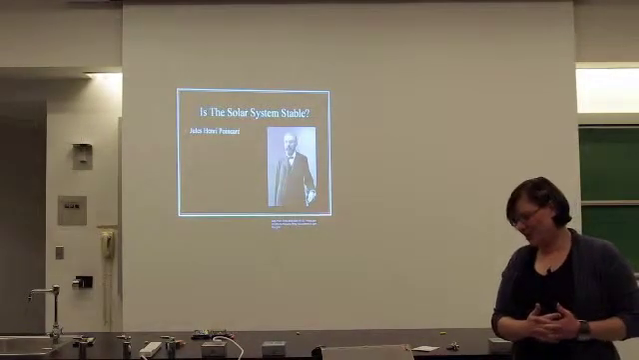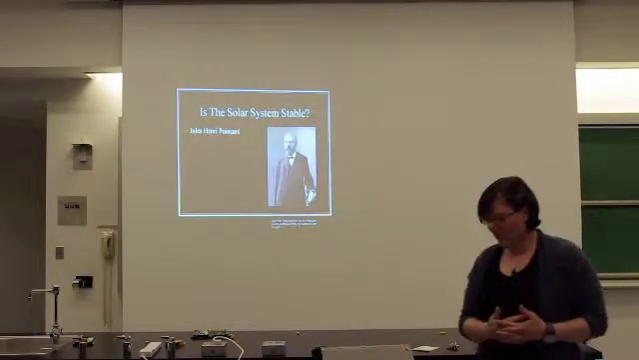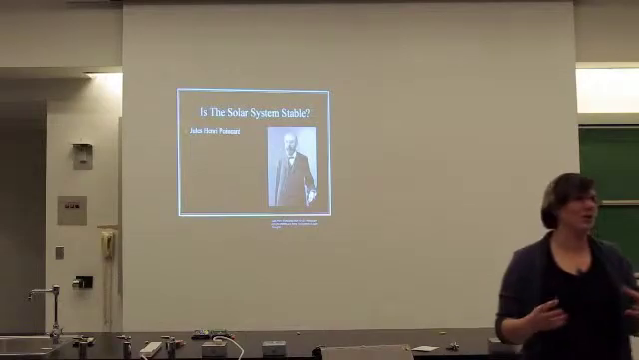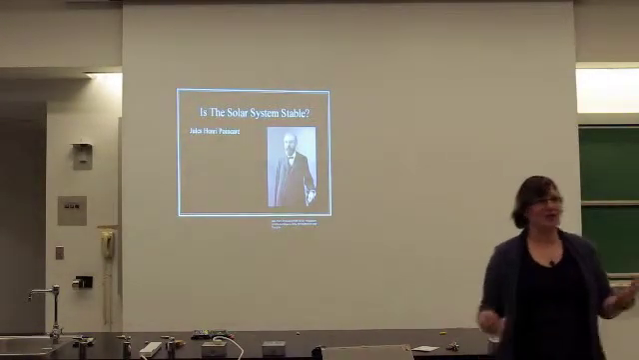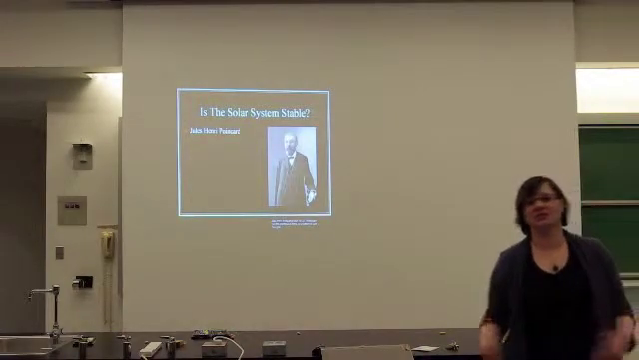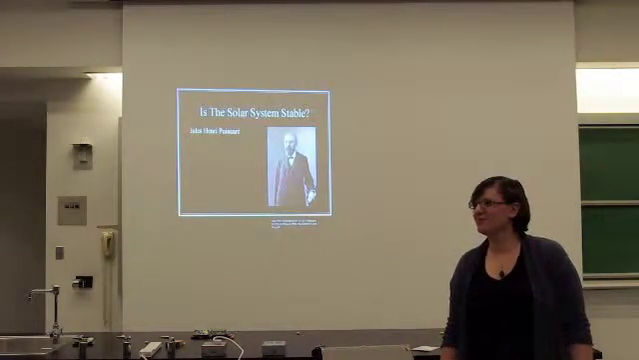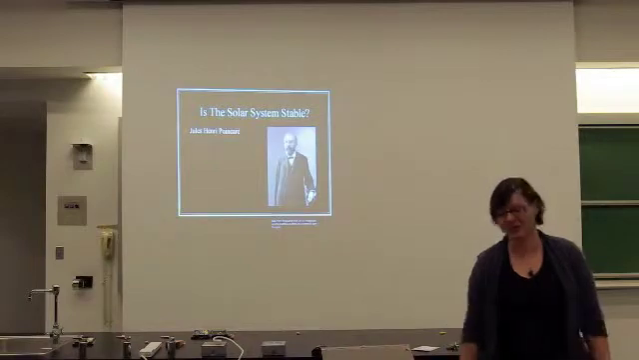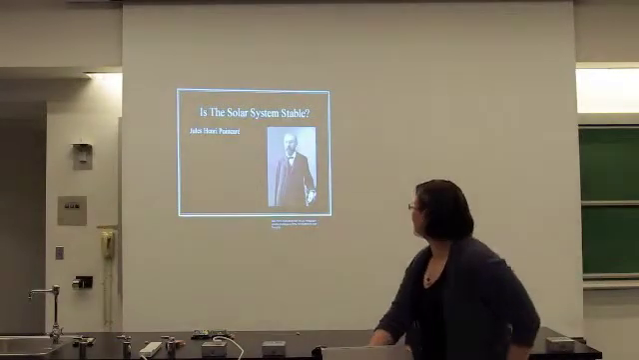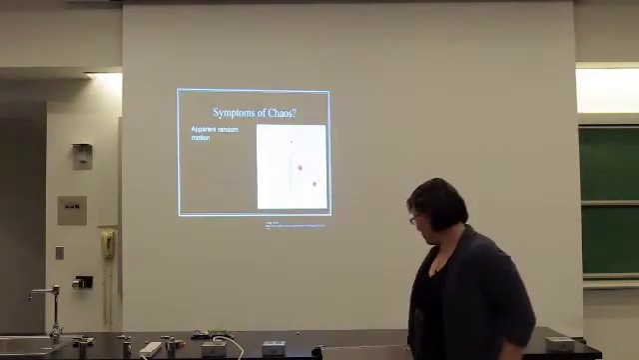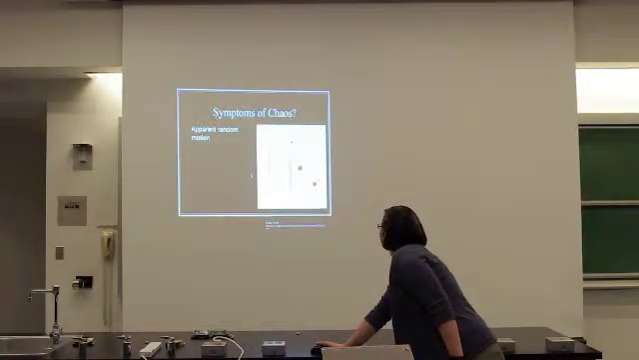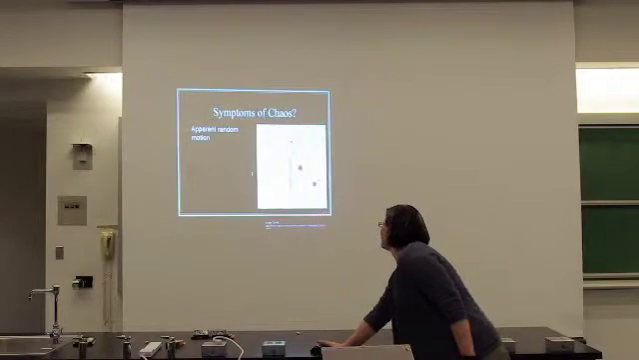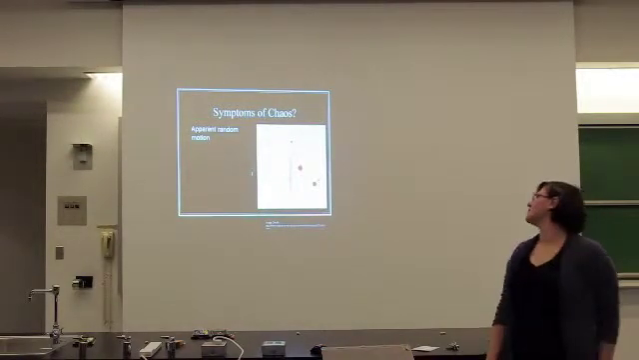And in his paper, he discovered that for certain parameters, so for certain masses of the three bodies and at certain distances, the motion became irregular, or what he called chaotic. And so what are some of the symptoms of chaos? What would some of the symptoms be?